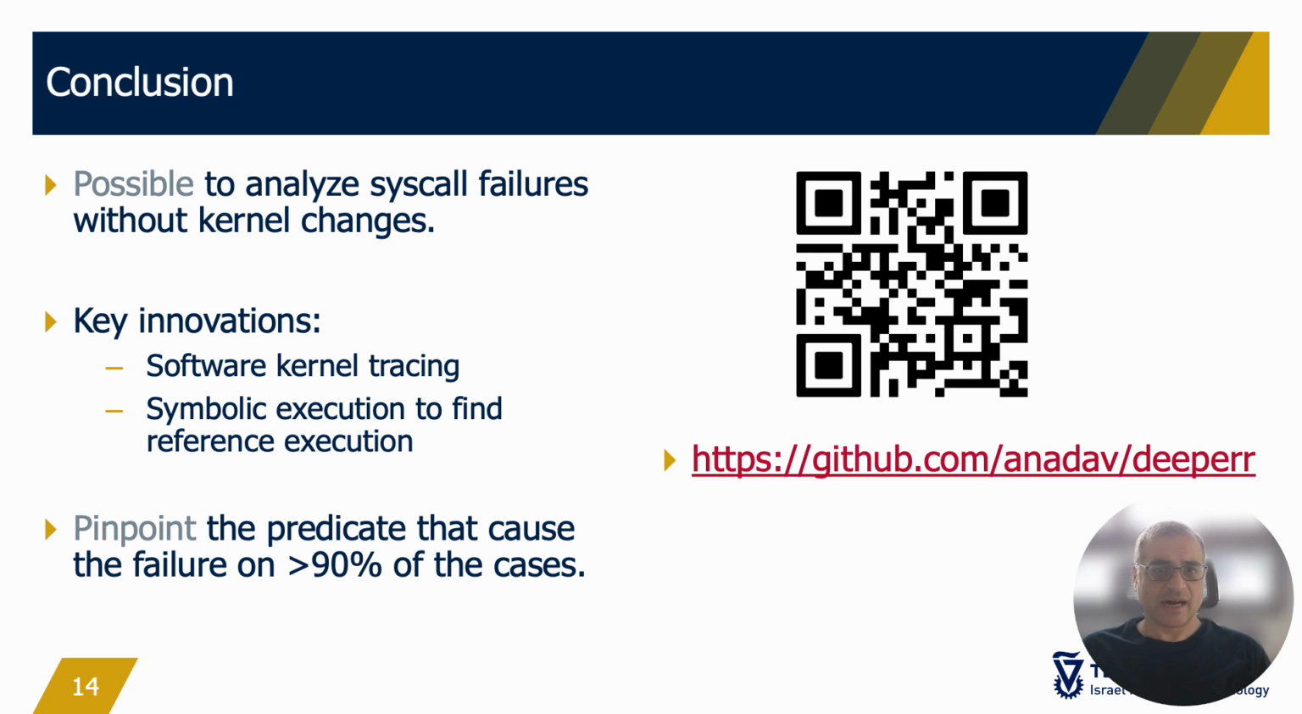DeepErr demonstrates that automatic root causing of system call failures is practical. We've shown two key innovations: probe-based software tracing that captures predicated instructions not tracked by hardware, and symbolic execution that generates successful paths without reference execution, solving comparative debugging's fundamental limitation. We achieve over 90% accuracy identifying root causes in real kernel code. Our implementation is open source on GitHub. We believe that these techniques can be used for additional use cases and hope to see them being adapted.